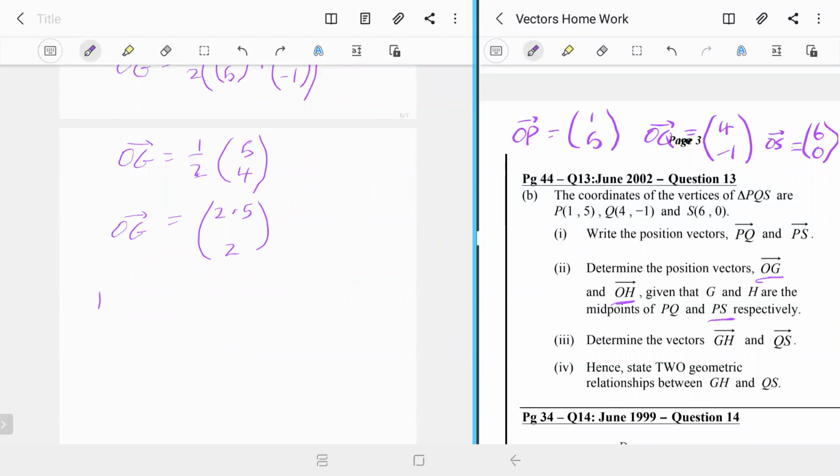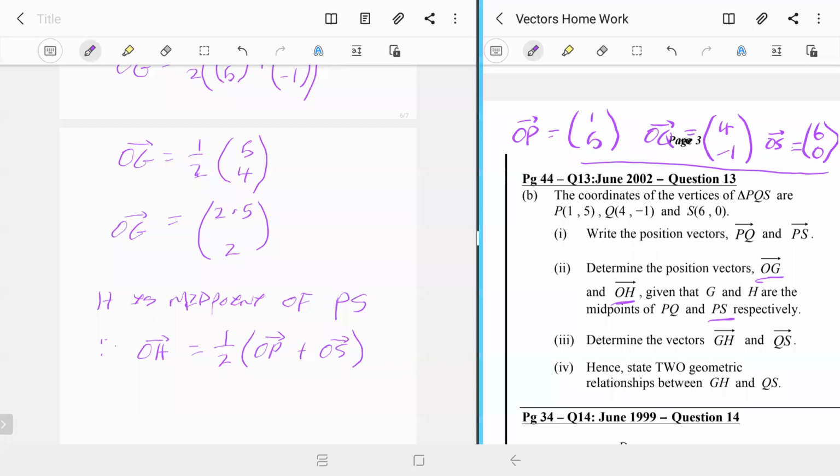H is midpoint of PS. Therefore, OH, the position vector of H, is the average of OP and OS. That's how you do it. Average of OP and OS. So I wrote them over here.